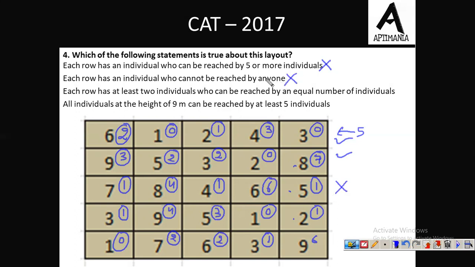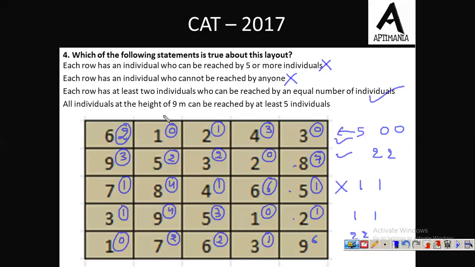Each row has at least 2 individuals who can be reached by an equal number of individuals. Now see, in the first row we have 2 zeros, which is an equal number. In the second row we have 2 twos. In the third row we have 2 ones. In the fourth row we have 2 ones again. And in the fifth row we have 2 twos. So we see in every row at least 2 individuals are there who can be reached by an equal number of individuals. So this is correct. Fine.